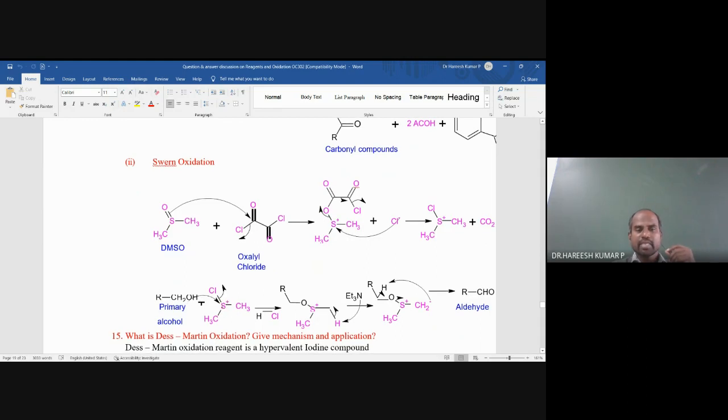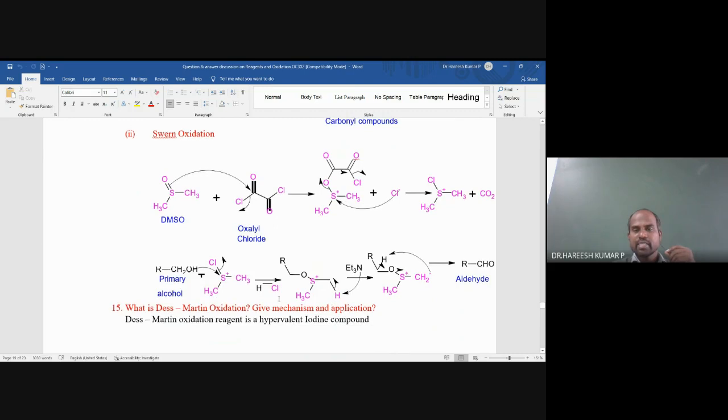Okay, the lone pair is attacking here, and an intermediate is formed like this. At this moment, this proton is captured by triethylamine. Triethylamine is a base, and this bond pair is coming over here. Otherwise, it can also pick up a proton present here. Okay, that is shown in the second step. Initially the triethylamine captures a proton and forms an anion. So the obtained anion captures the proton from here, the alpha hydrogen, giving rise to aldehyde as the product.